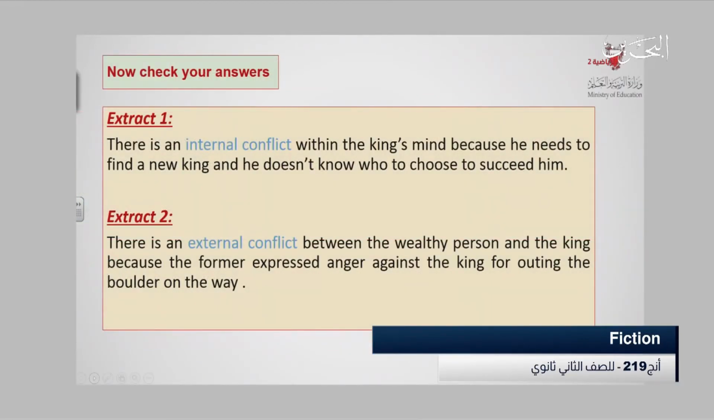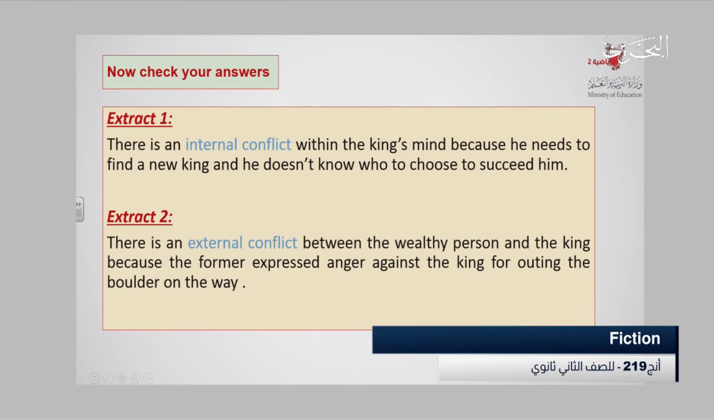So, there is an internal conflict within the king's mind, because he needs to find a new king and he doesn't know who to choose to succeed him. So here is the internal conflict. He's thinking, he's having a problem, he's talking with himself.